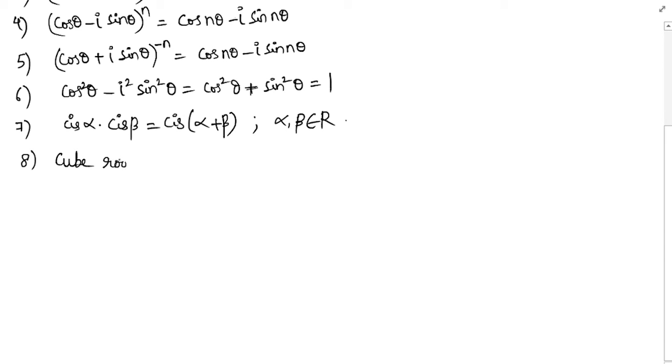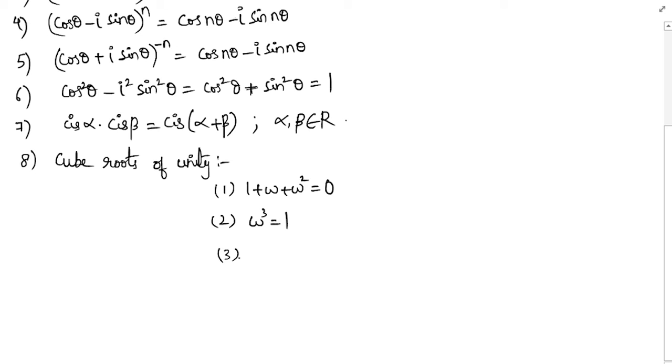Here we need to learn cube roots of unity. So what are the cube roots of unity? 1 plus omega plus omega square is equal to 0, and then omega cube is equal to 1, and omega is equal to (minus 1 plus i root 3) by 2, and omega square is equal to (minus 1 minus i root 3) by 2.